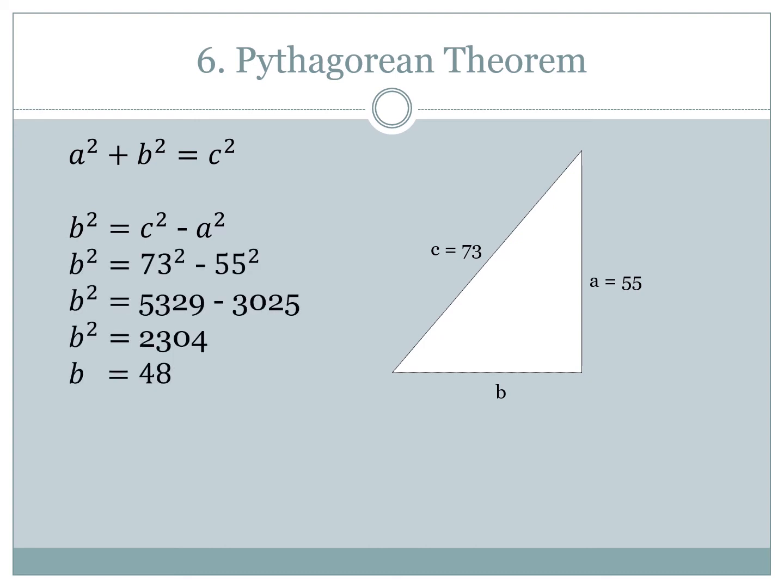So b squared is equal to 73 squared minus 55 squared, which is the same as 5,329 minus 3,025, which is the same as 2,304. And that means square rooting 2,304 gives us a value of 48. So b equals 48.